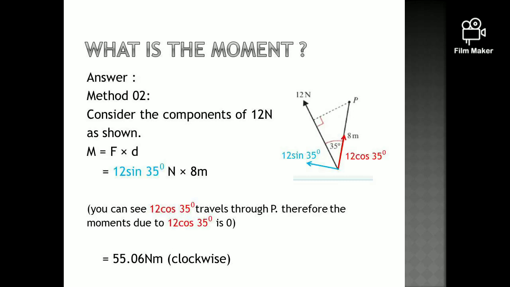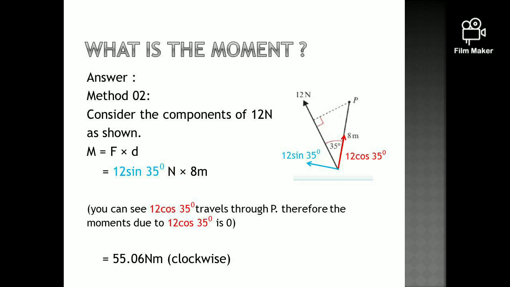The second method to do this question is to take this 12 Newton and consider the components of that 12 Newton. If you take the components of 12 Newton, towards the angle of 35, that is 12 cos 35. The perpendicular component is 12 sine 35. Then we can say this 12 sine 35 is perpendicular to point P. Then we can say 12 sine 35 into 8 meters. That means 12 sine 35 is exactly perpendicular to this 8 meters. Therefore, you can write 12 sine 35 into 8. That is, you will obtain the answer as 55.06 Newton meters clockwise.